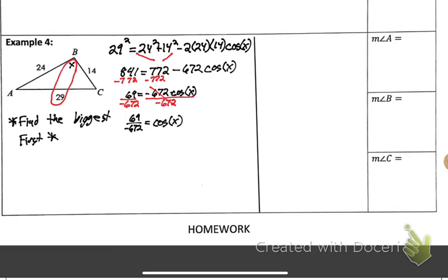We should realize at this stage we need to take the cosine inverse of both sides. So I'm going to have cosine inverse of 69 divided by negative 672 is going to equal x. Will, what did you get? 95.9. Did anyone else get 95.9? X equals 95.9. And let's go ahead and say, okay, that's angle B. Angle B is 95.9.